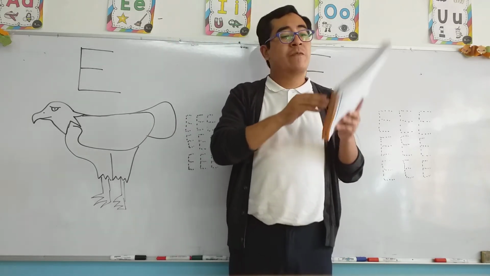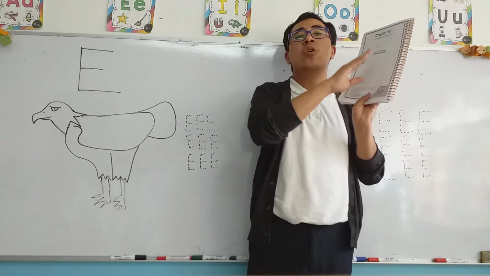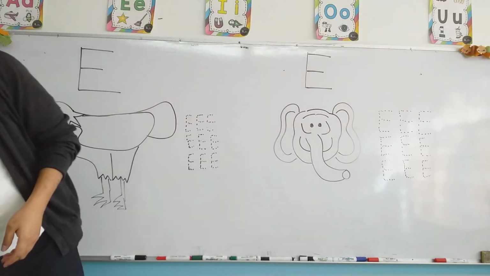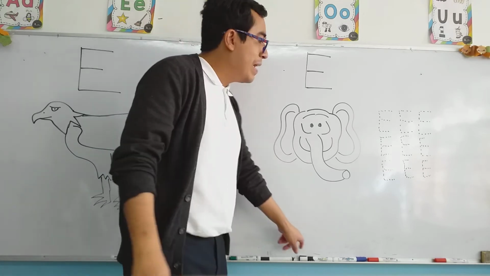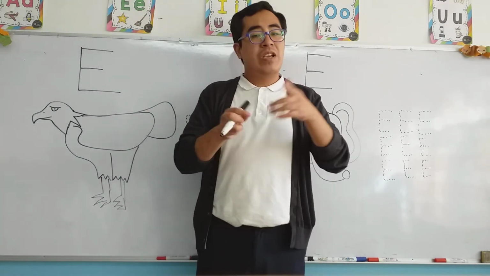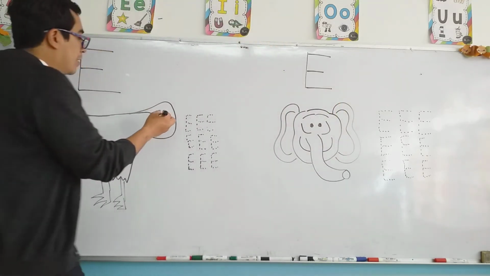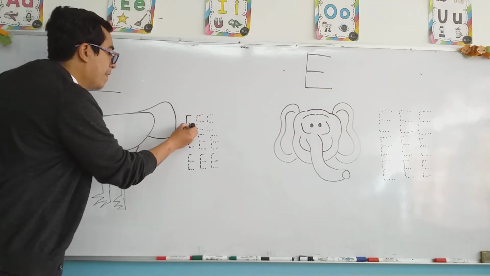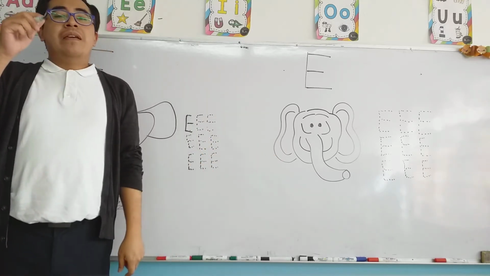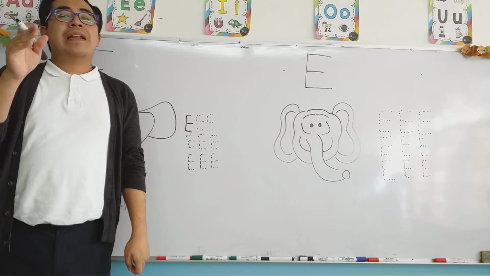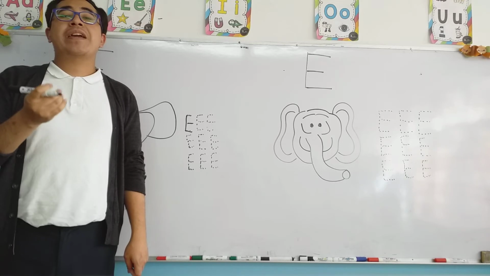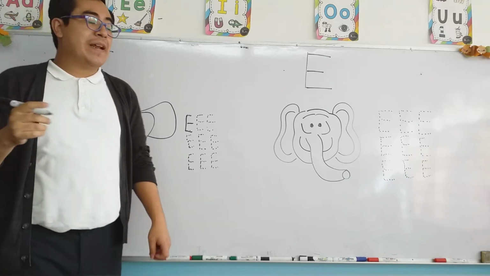The important part of this exercise is to trace all capital E's. La parte importante de este ejercicio es que nosotros remarquemos todas las letras E mayúsculas que encontremos. For example, the ones that I have right here. Capital E. Recuerden, chicos, que mientras ustedes remarcan el nombre, remarcan la letra, es importante que repitan su nombre para que de esa forma se lo puedan aprender.